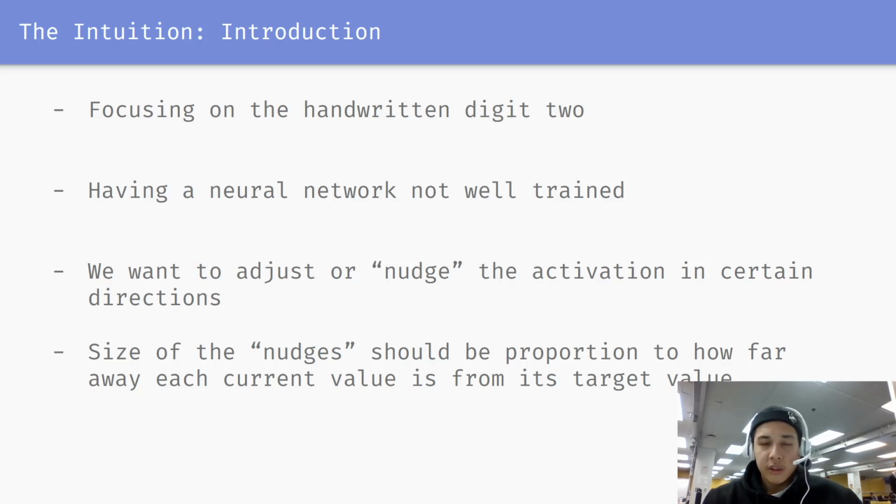So the example I'll be talking about is focusing on the handwritten digit number two and having a neural network that's not trained. So what we want to do is just adjust or nudge the activation in certain directions. And the size of these nudges should be proportional to how far away it is from the current value.